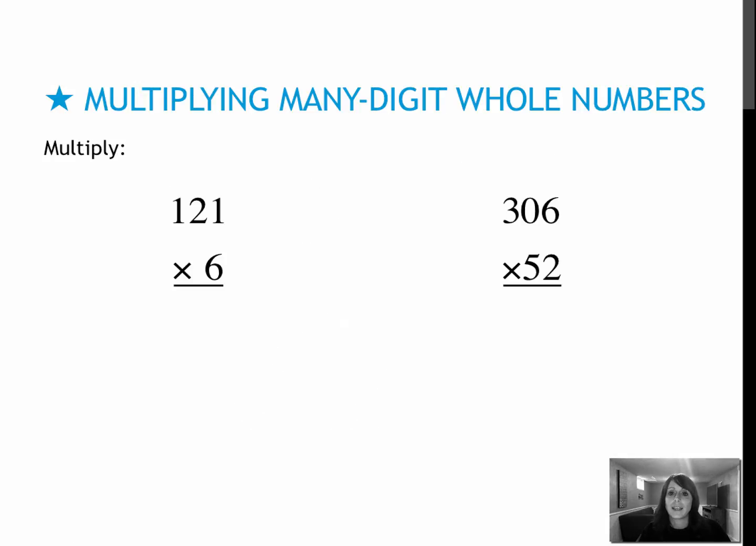Try both of these. Again, don't use your calculator on these. Try to get used to doing these without a calculator. Then press play to see how you did.